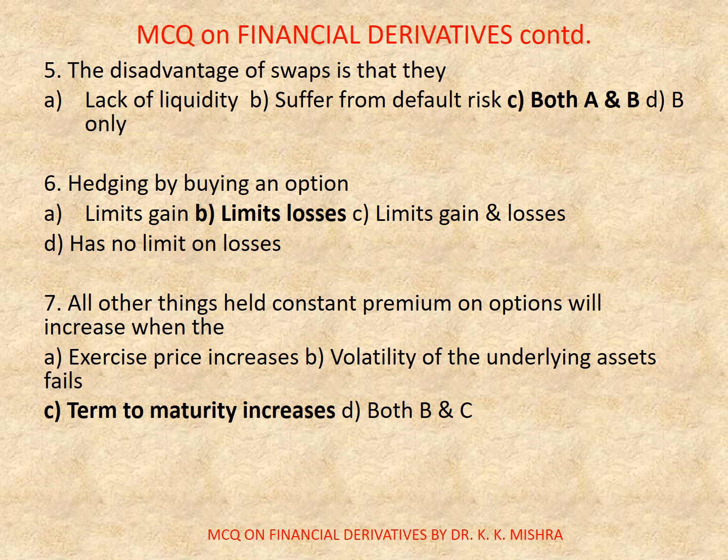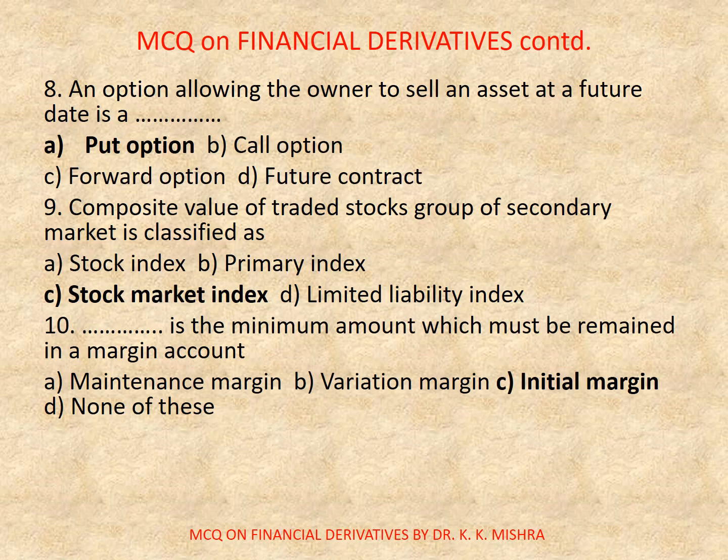Question number 7. All other things held constant, premium on options will increase when the. Options are A. Exercise price increases, B. Volatility of the underlying assets falls, C. Term to maturity increases, D. Both B and C. Correct option is C. Term to maturity increases. Move to the next slide.